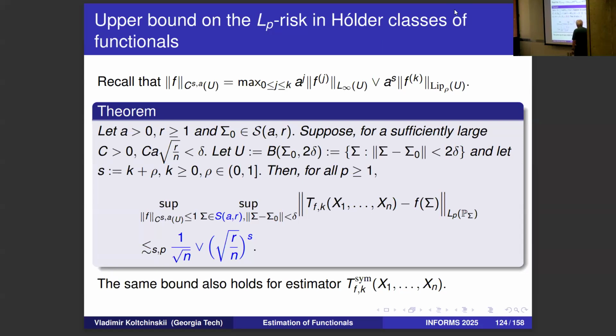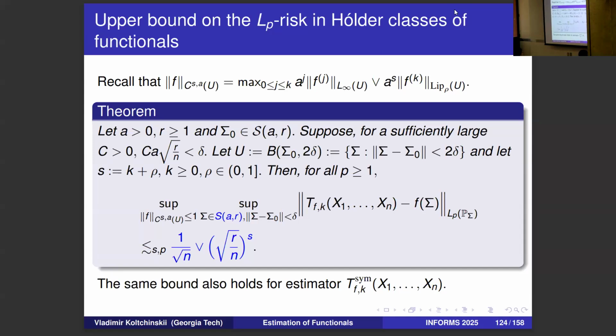And as a result, I am getting just this bound on the right-hand side: 1 over square root of n plus square root of r over n to the power s. Kind of a standard bound that we are looking at, but now expressed in terms of the maximal effective rank in this class of covariances we are working with. And then the goal becomes to prove a matching minimax lower bound on this.